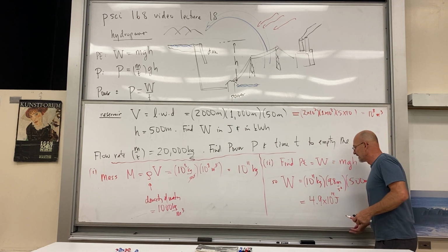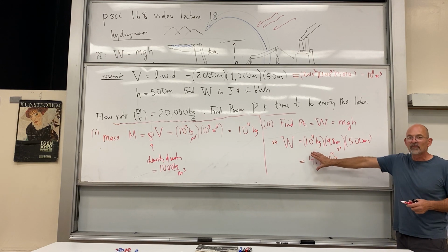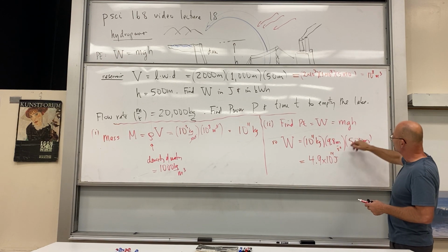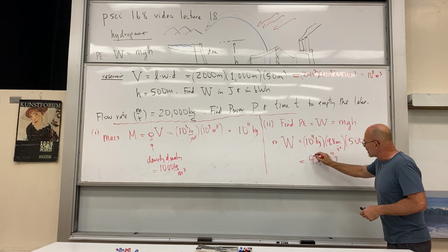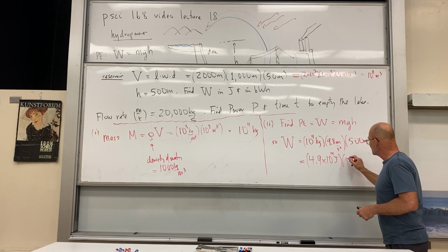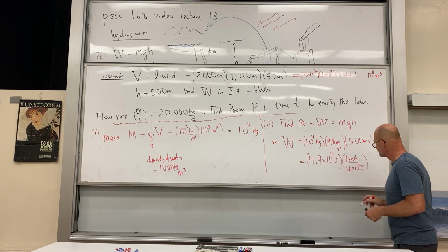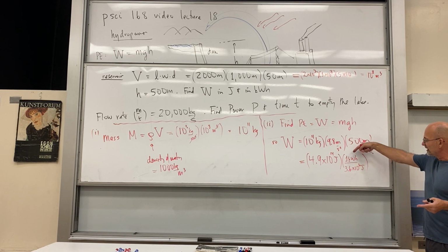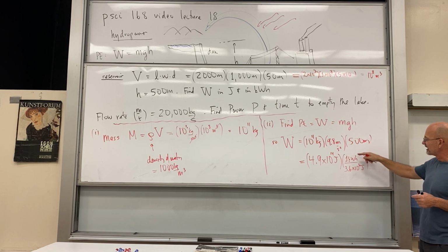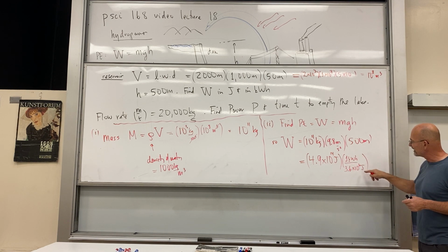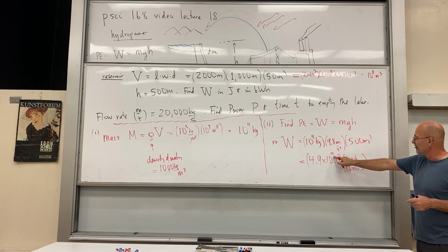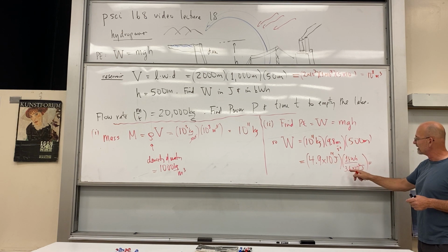Now here, it gets interesting because you can have this number in joules, we just did MGH, and you could do a conversion, because we know that 1 kilowatt hour is equal to 3.6 times 10 to the 6 joules. So this is essentially multiplying my equation by 1, okay? Kilowatt hours, and the joules are going to cancel. So I'm dividing that 4.9 times 10 to the 14 by 3.6 times 10 to the 6.